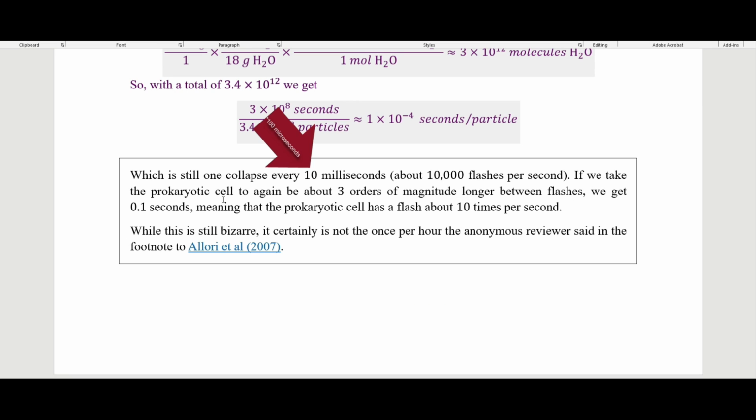If we take the prokaryotic cell to again be about 3 orders of magnitude longer between flashes, we get 0.1 seconds, meaning that the prokaryotic cell has a flash about 10 times per second. So while this is still bizarre, saying that the prokaryotic cell only exists about 10 times each second for these little flashes of time, it is certainly not the once per hour that the anonymous reviewer said in the footnote. So I'm actually still not sure where that number comes from. But anyway, that was my analysis of it.